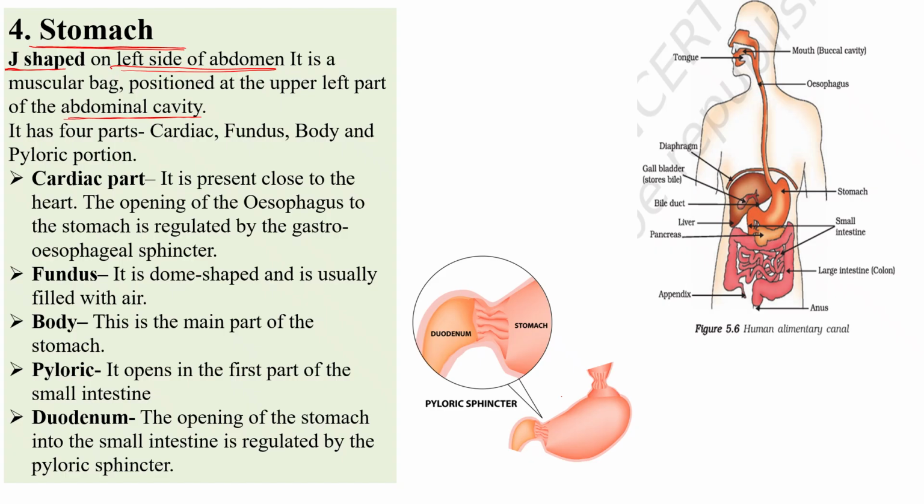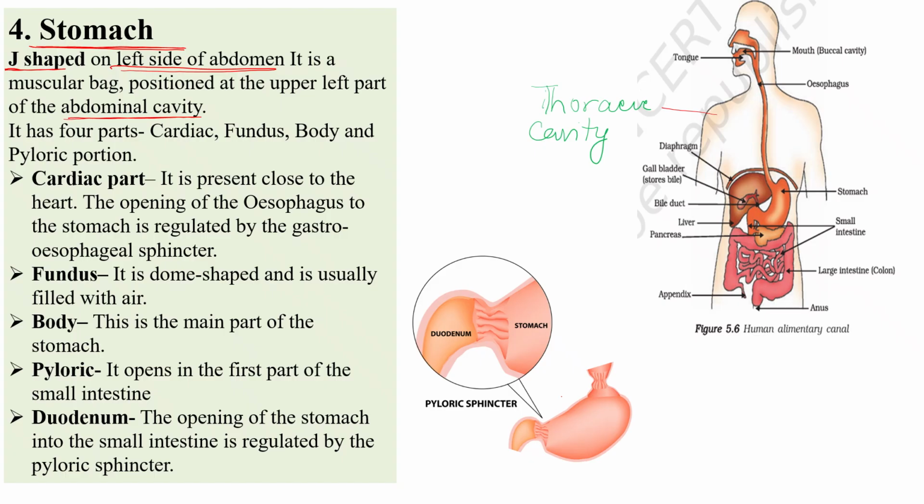The region between the neck and the diaphragm is known as thoracic cavity. What do we call this region? Thoracic cavity. And it encloses very important organs such as heart and lungs.